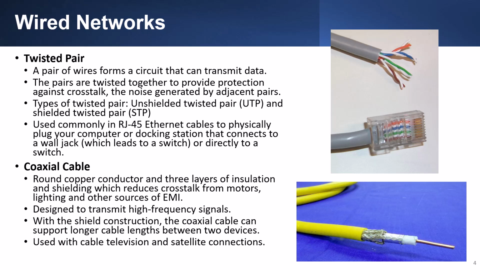Coaxial cable is a round cable conductor with 3 layers of insulation and shielding, which reduces crosstalk from motors, lighting, and other sources of electromagnetic interference, or EMI. Designed to transmit high-frequency signals. With a shield construction, the coaxial cable can support longer cable lengths between 2 devices. It's used with cable television and satellite connections.